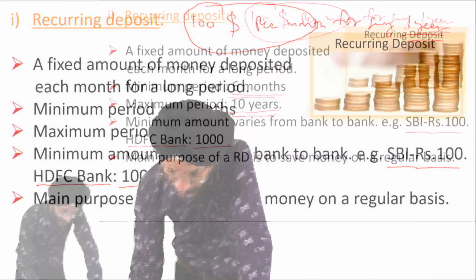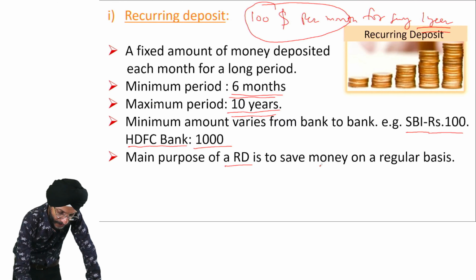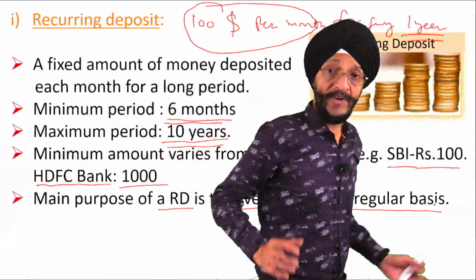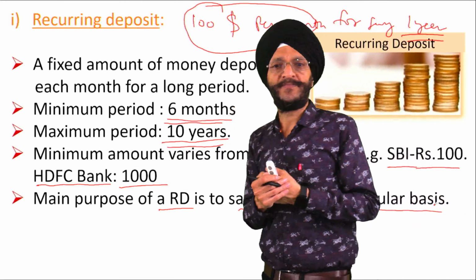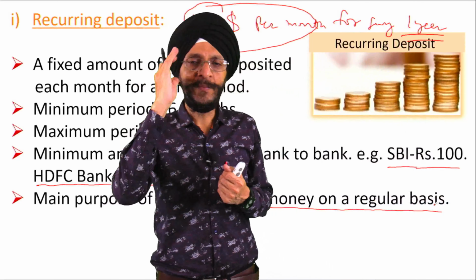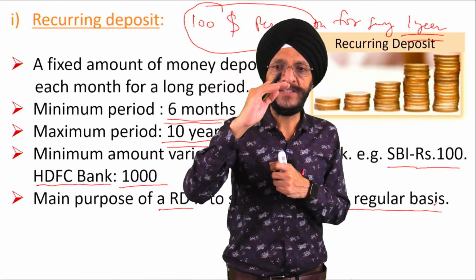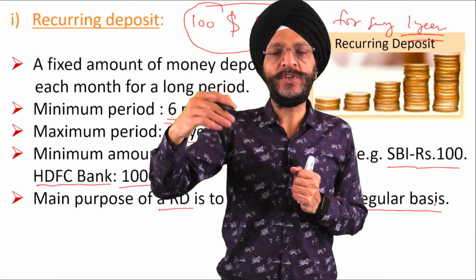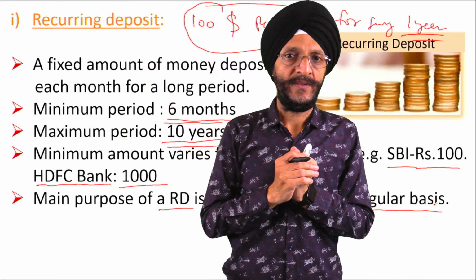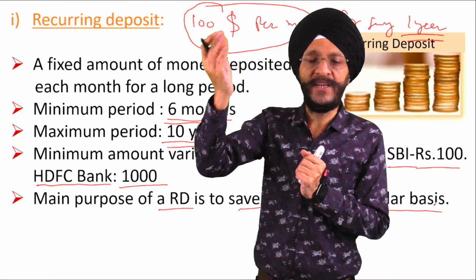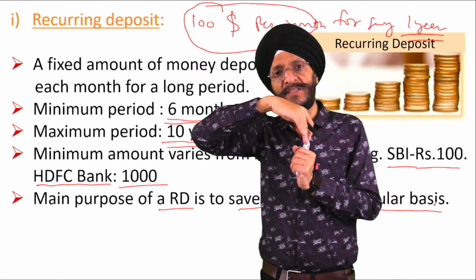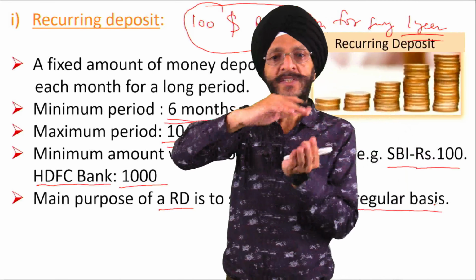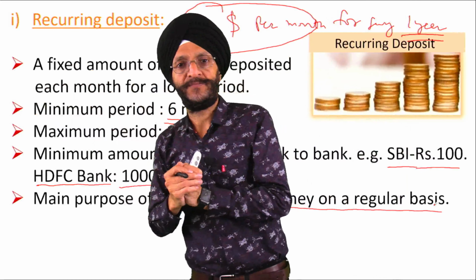The main purpose of opening a recurring deposit account is to save money on a regular basis. Why do we deposit money on a regular basis? Sometimes we may have a long-term goal. That is, we may have to incur expenses on the higher education of our child. Then we start thinking in advance, 5 or 10 years in advance, that we will require money after 5 or 10 years. Then we should start depositing some fixed amount every month.